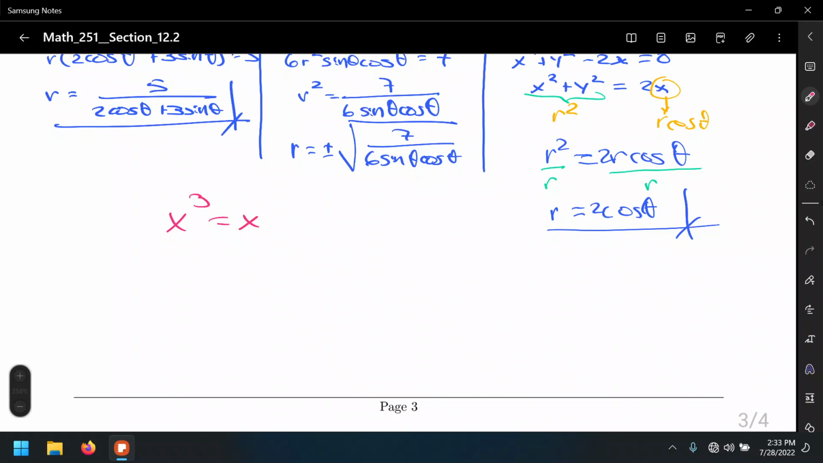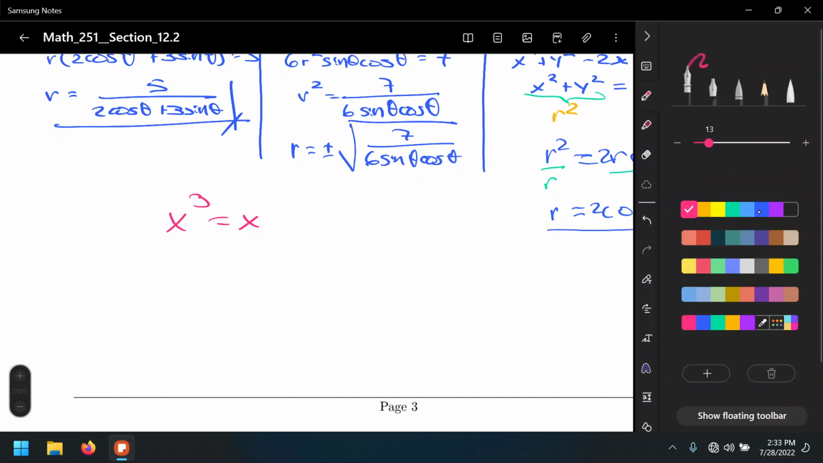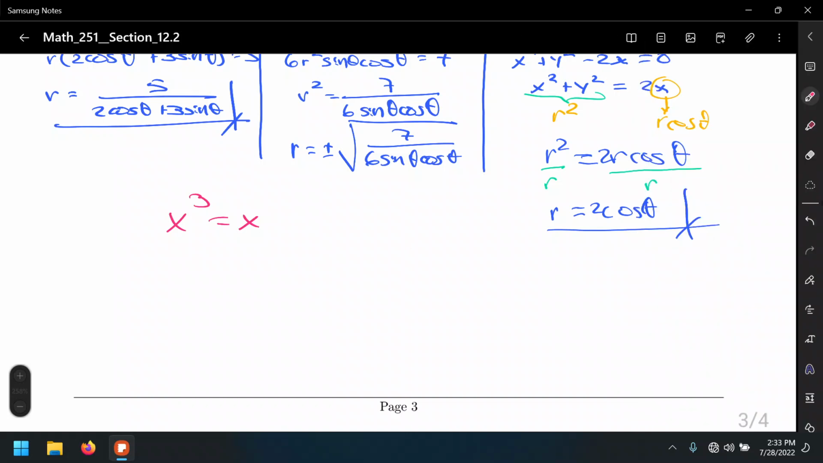How would you solve this algebraic equation? x cubed equals x. What would be the first step to solve it? Divide by x. That's going to give us x squared equals 1. And x equals plus or minus the square root of 1. How many solutions is that? But what's the degree overall? We would expect to have 3 solutions, right?